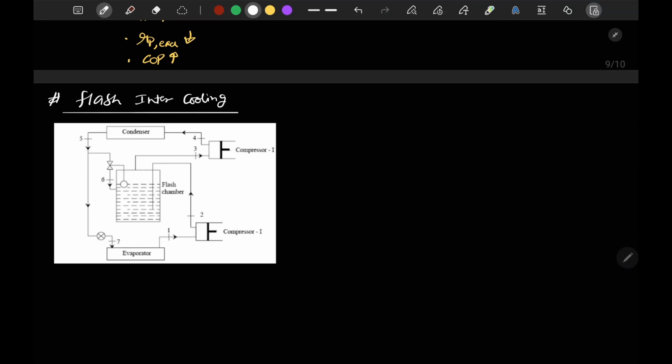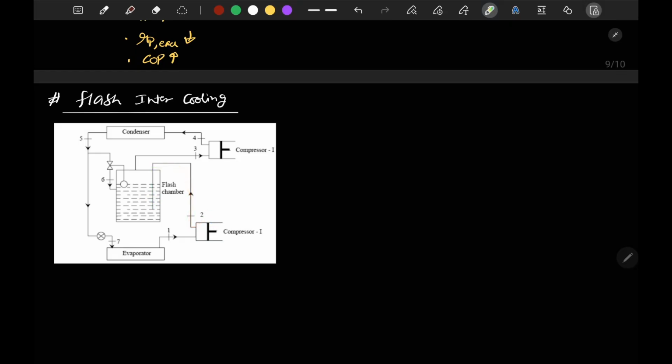So in flash gas removal, what we were doing was removing the vapor effluent inside the flash chamber. But in flash intercooling, there is also the inclusion of a flash chamber, but after the evaporator, after the first compressor, the outlet of the first compressor will be sent directly into the flash chamber.